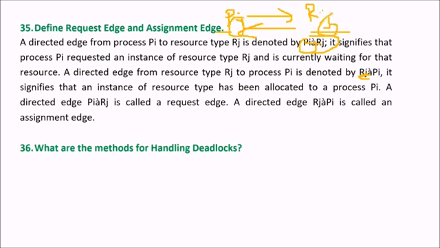So a directed edge of this form is called the request edge. See? So a directed edge which is of this form is called an assignment edge. This is assignment edge. This is request edge. This is the assignment edge.